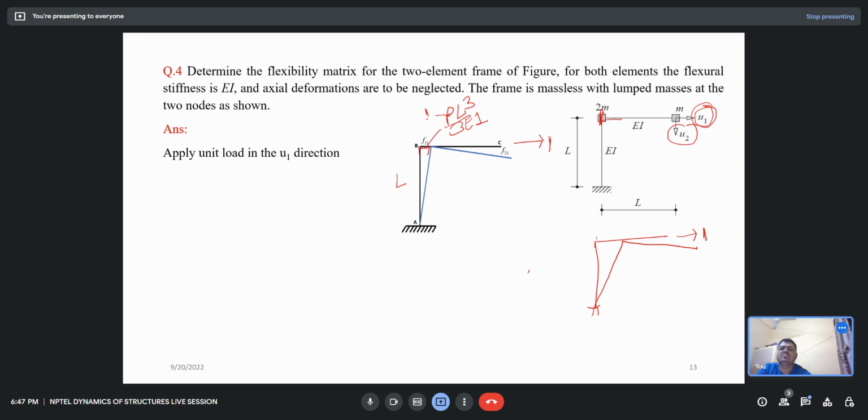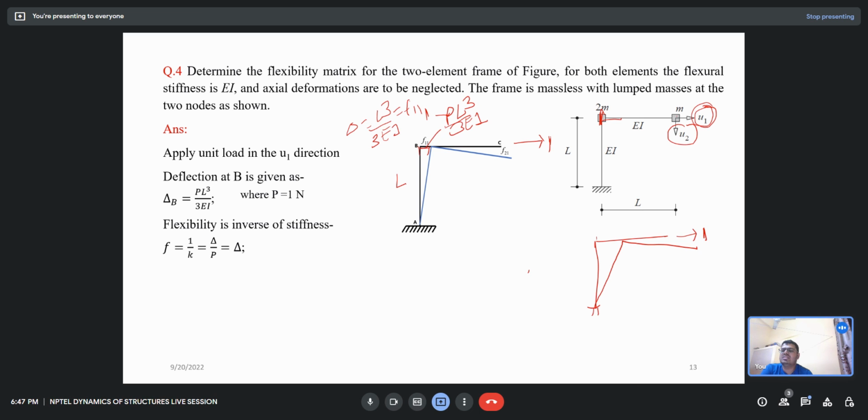P is 1, so my displacement will be L cube over 3I. Whatever the displacement is, that is my flexibility F11. For U1, the deflection at B is given as PL cube over 3I, with P equal to 1. Flexibility is the inverse of the stiffness.